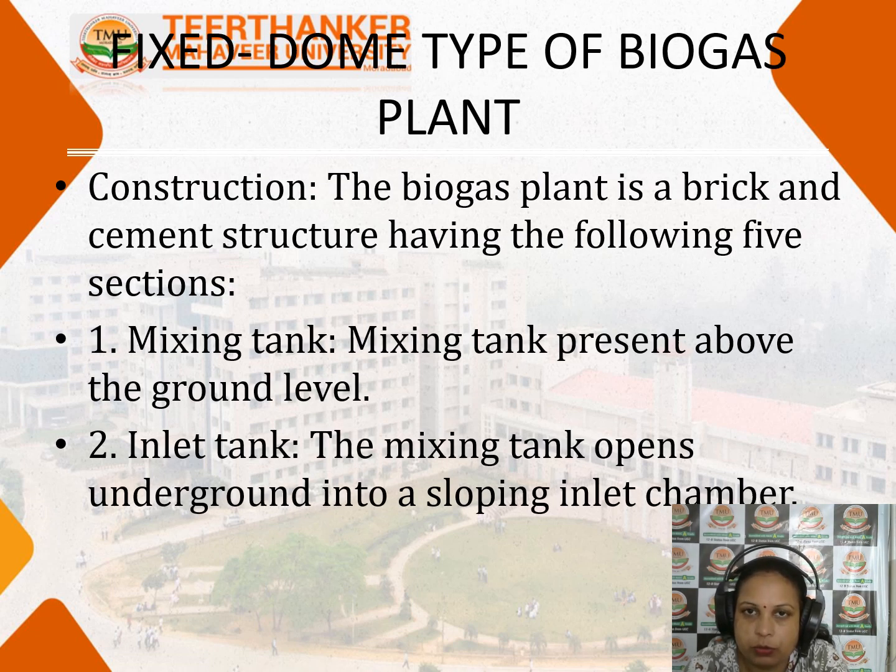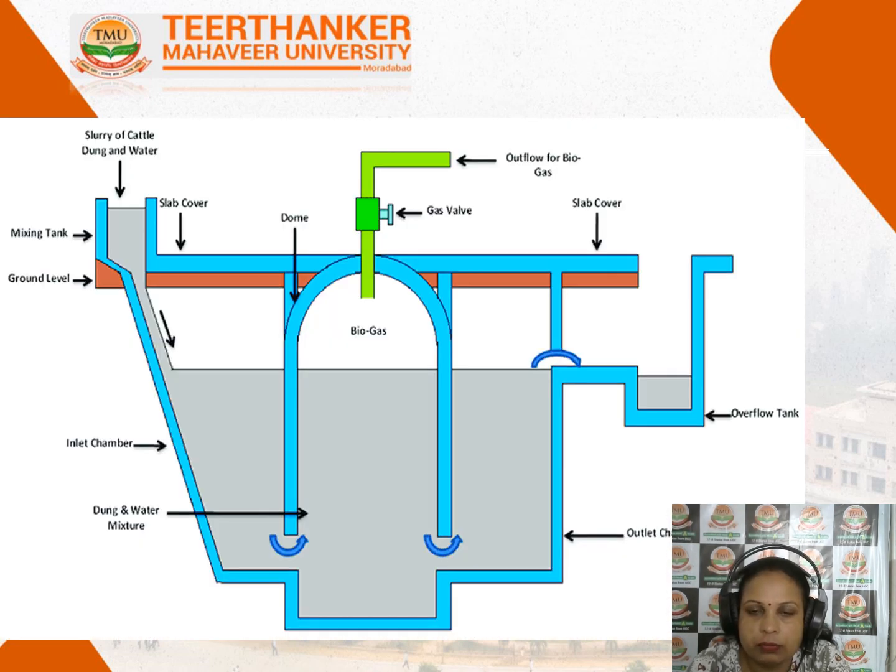Now let us first discuss the fixed dome type of biogas plant. The first is the construction. It is made up of normal building material, that is brick and cement. The structure of the biogas plant consists of 5 sections. First is the mixing tank. Second is the inlet tank. The mixing tank is present above the ground level, and it opens underground into a sloping inlet chamber. The inlet tank connects the mixing tank with the underground chamber. This is how the fixed dome type of biogas plant looks.